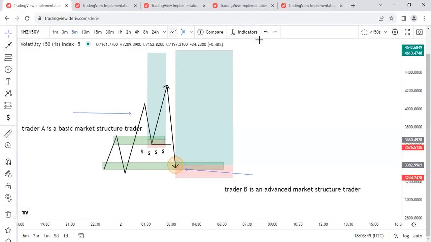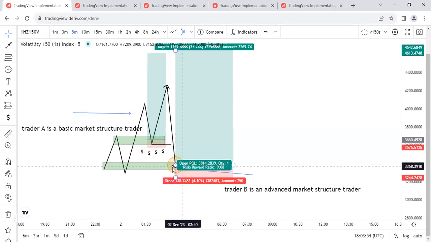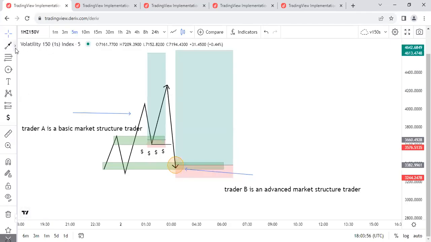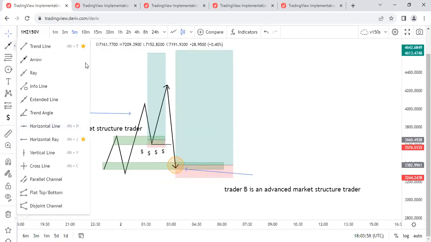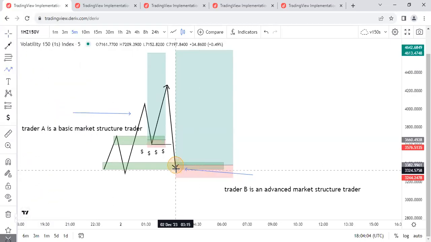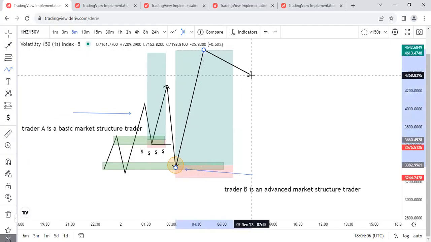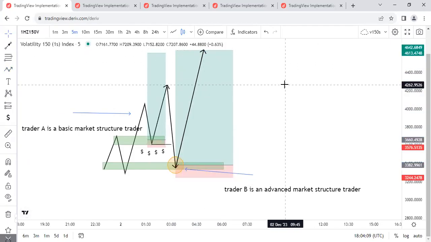Are you seeing? So trader B waited for this trader A to be taken out, comes back here, and then continues to the upside. Free journey. And then continues to the upside. Trader B will be swimming in profits and he will be happy. Don't you want to be trader B? Don't you want to be an advanced market structure trader? Do you want to be a basic market structure trader, being liquidity for us, the trader B? Think about it now.